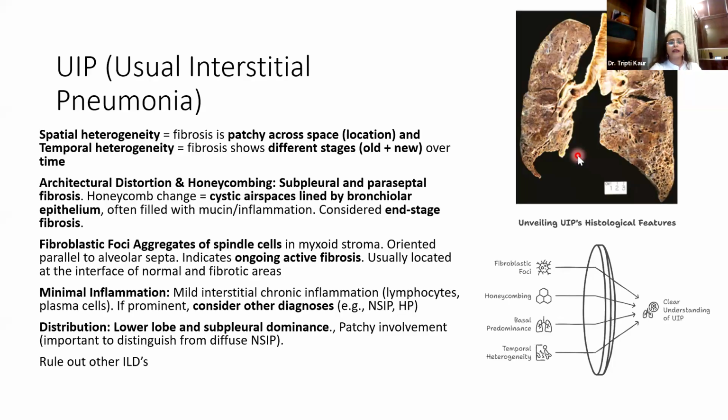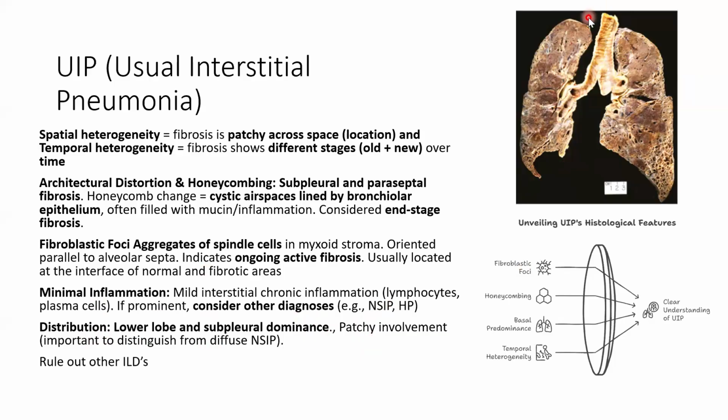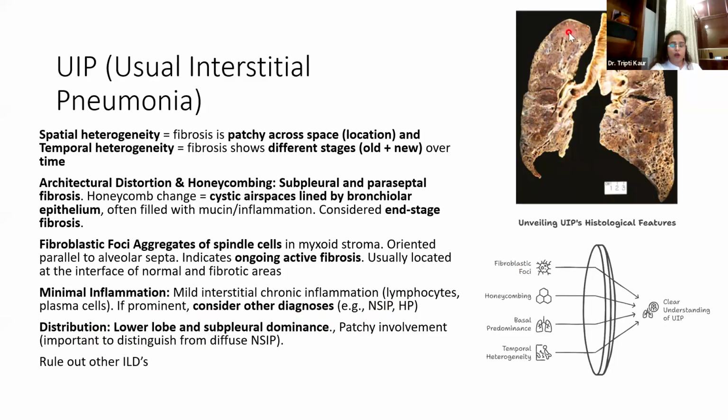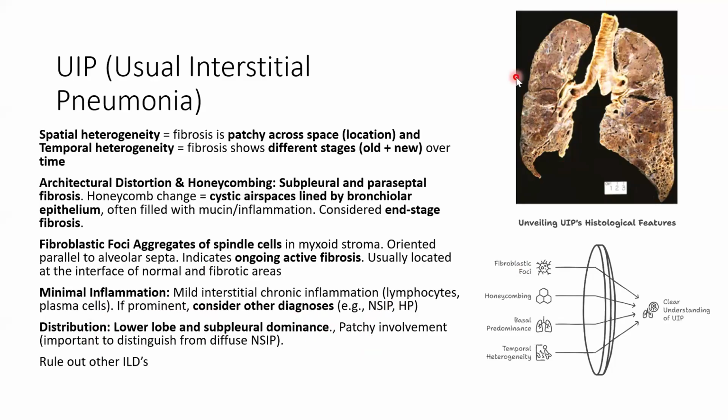And most importantly, the UIP or the IPF will involve the lower lobe or the subpleural dominance. If it is in the upper lobe or it's in the centrilobular areas, what would you think of? Hypersensitivity. Yes, you would think of hypersensitivity pneumonitis.